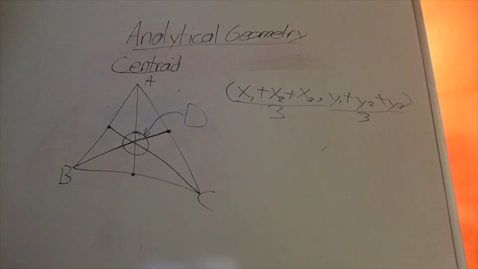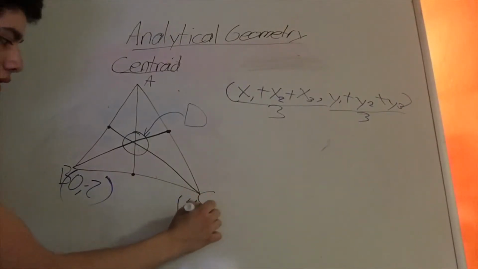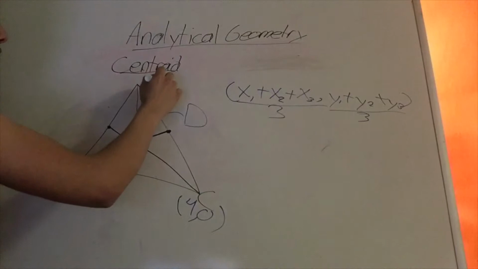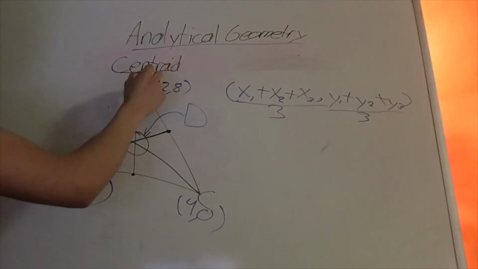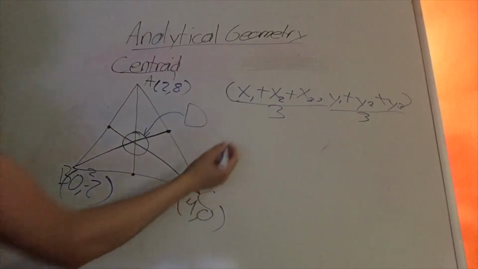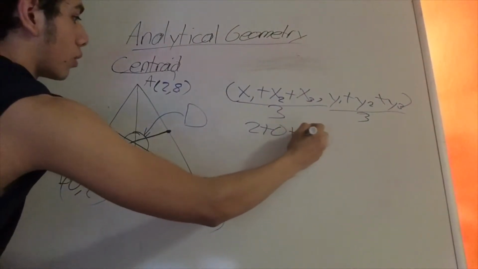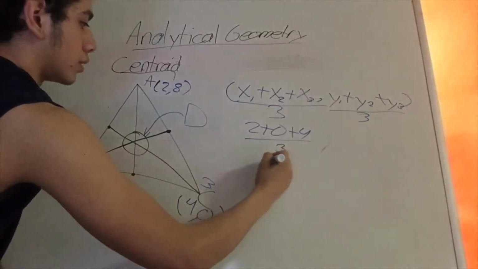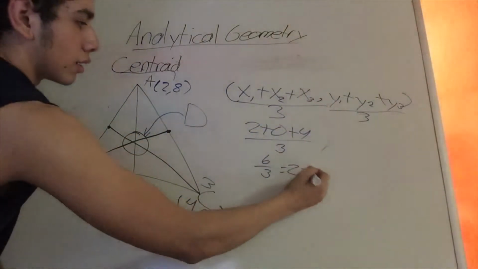So let's say the points are (0, -2), (4, 0), and (2, 8). So basically you just label them. We'll use these as 1, 2, and 3. So 2 plus 0 plus 4 over 3. 6 over 3 equals 2. So that would be your x.